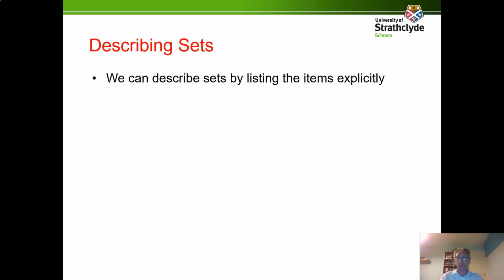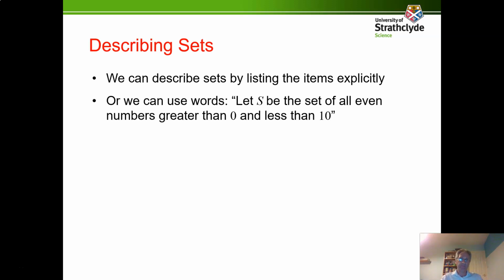How can we describe sets? Well, I've already shown you some ways we can list the items explicitly. Or we can use words, and this is often done in proofs. We can say, let S be the set of all the even numbers that are greater than 0 and less than 10. So have a think to yourself what set that would denote and how many elements it would have. So this set would have 4 elements. It would have the elements 2, 4, 6 and 8. And it's fairly clear from the description there that that's what this set is.